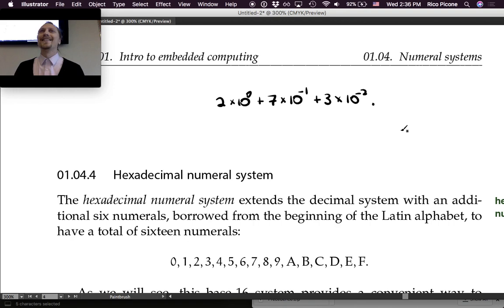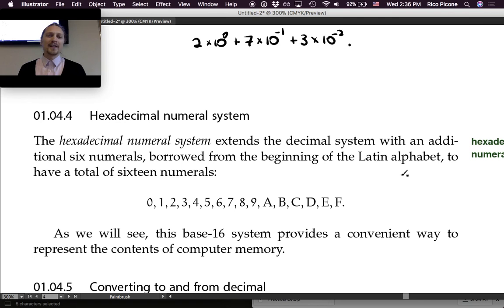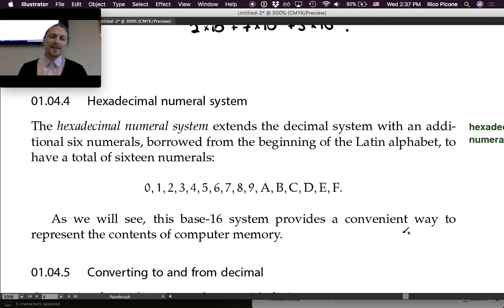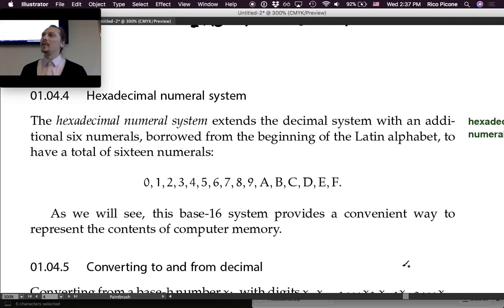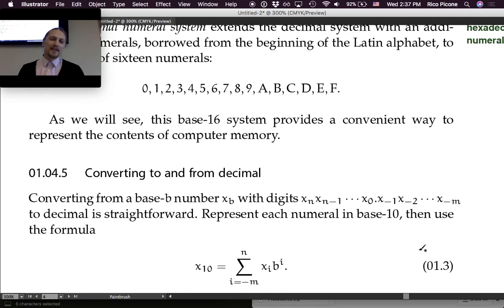The hexadecimal numeral system is probably the one that looks the freakiest. So the hexadecimal numeral system extends the decimal system with an additional 6 numerals, borrowed from the beginning of the Latin alphabet, to have a total of 16 numerals. 0 through 9, and then it gets weird, A through F. There's a reason for this, and that is it provides a convenient way to represent the contents of computer memory, and so we'll do that later today. Otherwise you might think, why stop at 16? We could keep going. So it's convenient for ways that we'll discuss.